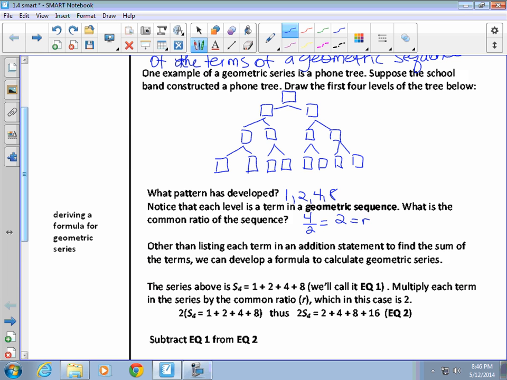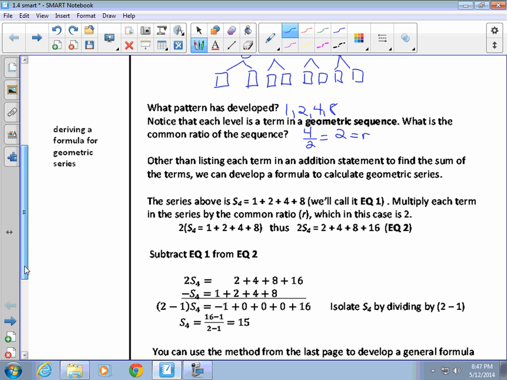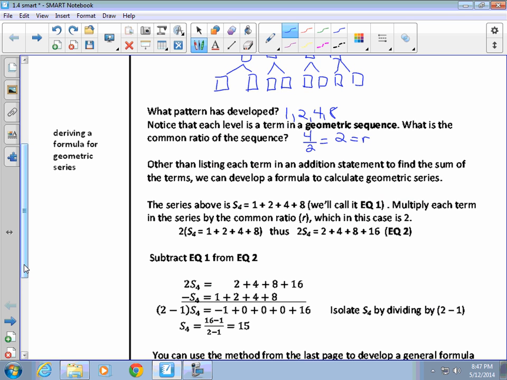Other than listing each term in an addition statement to find the sum of the terms, we can develop a formula to calculate a geometric series. The series above is the sum of 4 numbers: 1 plus 2 plus 4 plus 8, so we'll call that equation 1. If we multiply each term in the series by the common ratio, which in this case is 2, then 2 times S4 is equal to 2, 4, 8, 16. We'll call that equation 2.